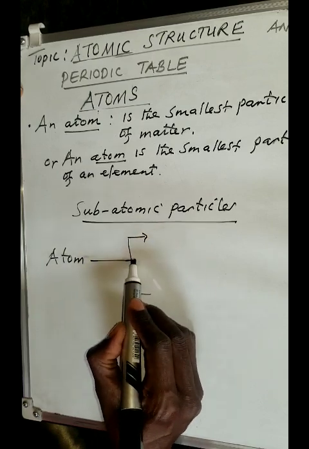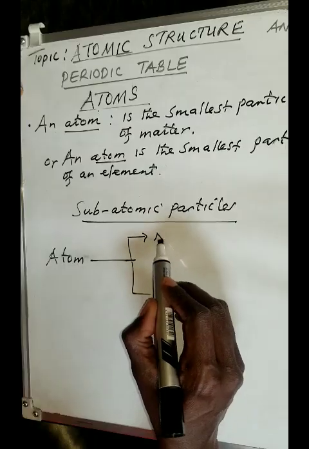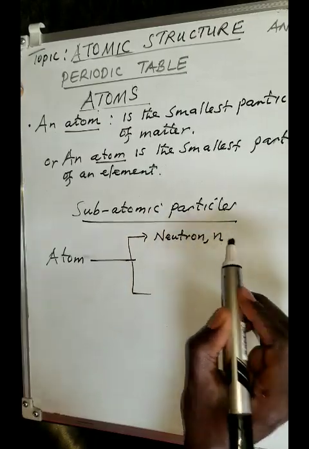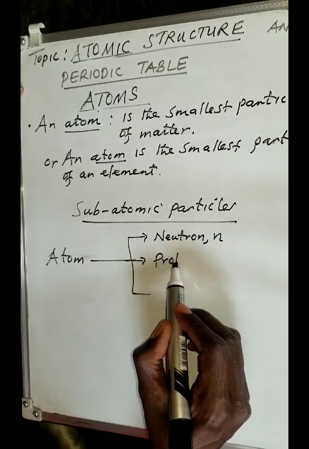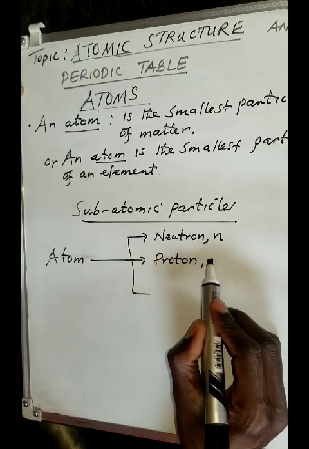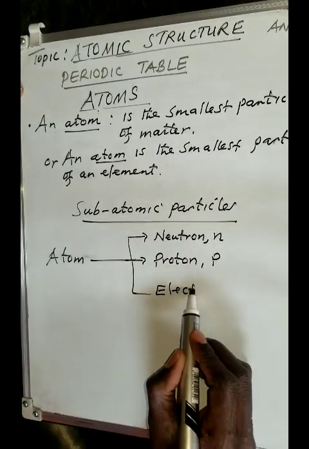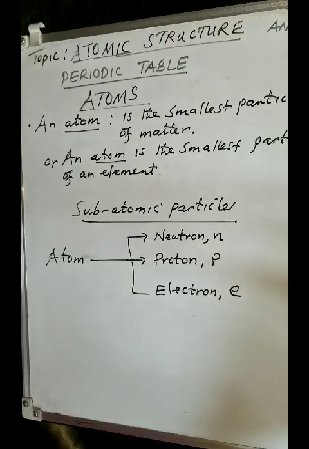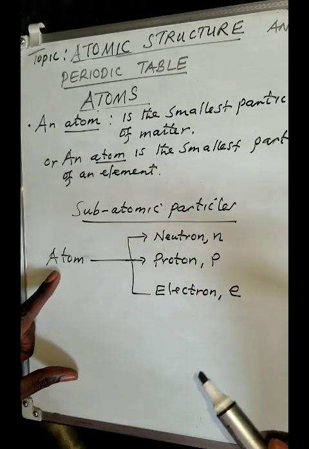So in simple terms, we can say this atom is made up of 3 subatomic particles, and these are namely the neutron, I'll represent it by N for the sake of my discussion. We can also talk about the proton, I'll represent it by small letter p, and the electrons, which are going to be represented by E. So these are the subatomic particles that are found in an atom.